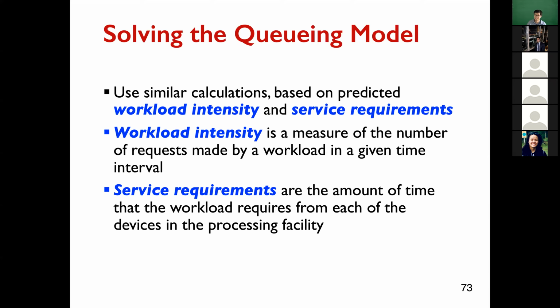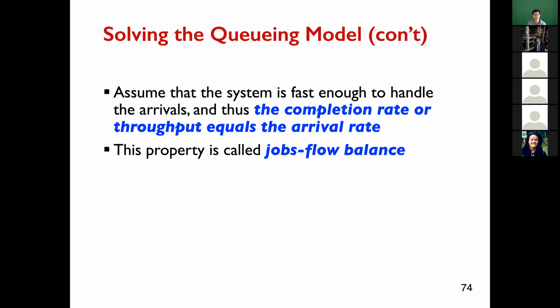Let's go into details and see examples of how we solve a queuing model. We have some assumptions first. We assume that the system is fast enough to handle the arrivals. Therefore, the completion rate or throughput equals the arrival rate, right? So when you have 1,000 requests arriving in 1 second, the departure rate is the same. In 1 second, you finish 1,000 requests, so throughput is also 1,000. This is called job flow balance, so you don't accumulate a backlog. Your departure rate equals your arrival rate. That is our assumption, okay.